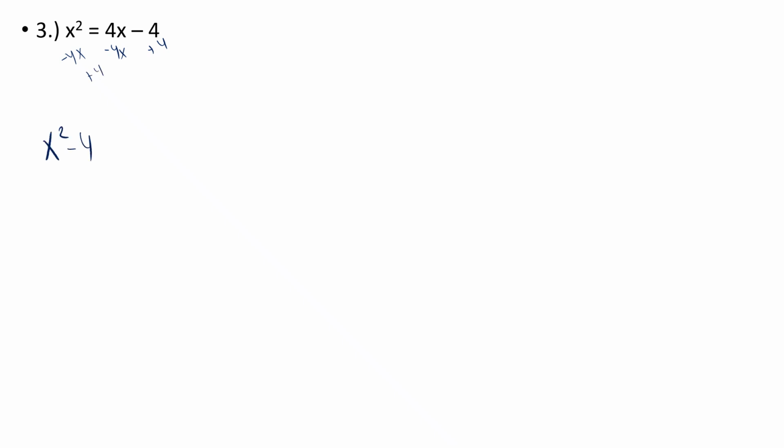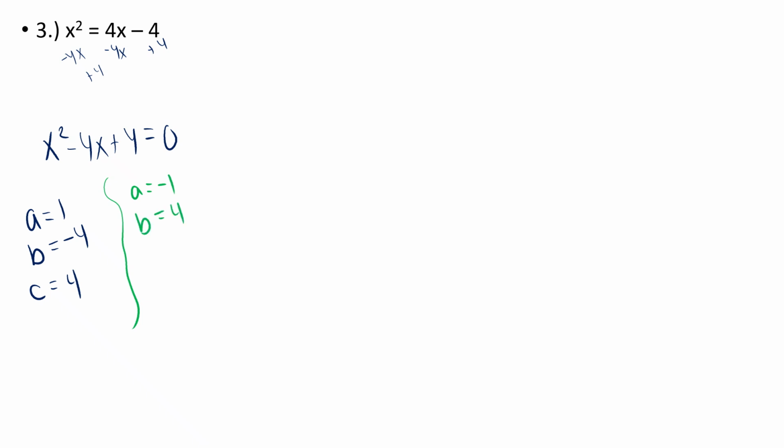So x squared minus 4x plus 4, and then 4x minus 4x is 0, and negative 4 plus 4 is 0. My a value is a 1, my b value is a negative 4, and my c value is a positive 4. Now, if I had done it the other way, if I had gone with that first way, my a value would be negative 1, b would be positive 4, and c would be negative 4. So let's write down our formula. X is equal to the opposite of b plus or minus the square root of b squared minus 4ac all over 2a. And plug in our numbers.